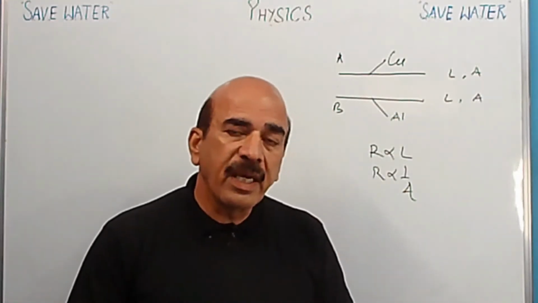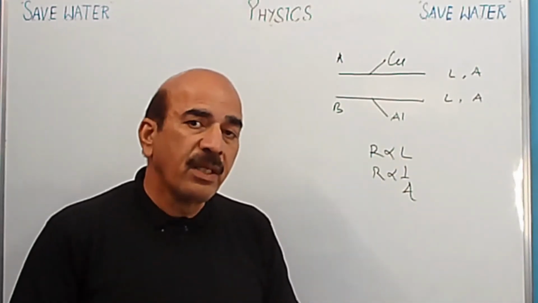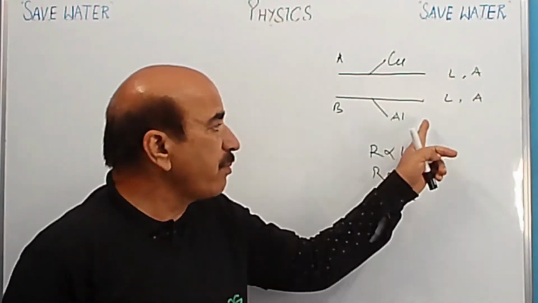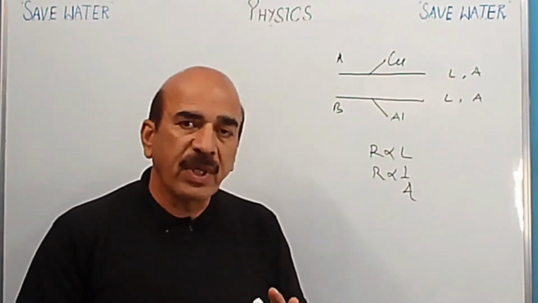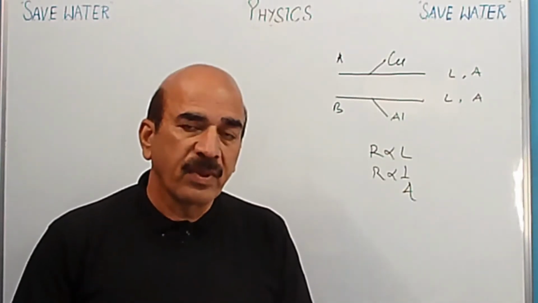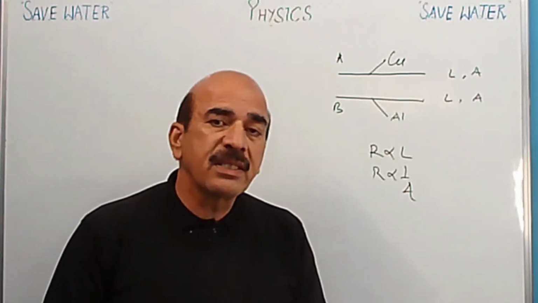Yes, so A is made of copper material and B is made of aluminum material. So in spite of the same length, same area of cross section and same temperature, their resistance is not the same. Resistance is not the same. So what is making the resistance different?